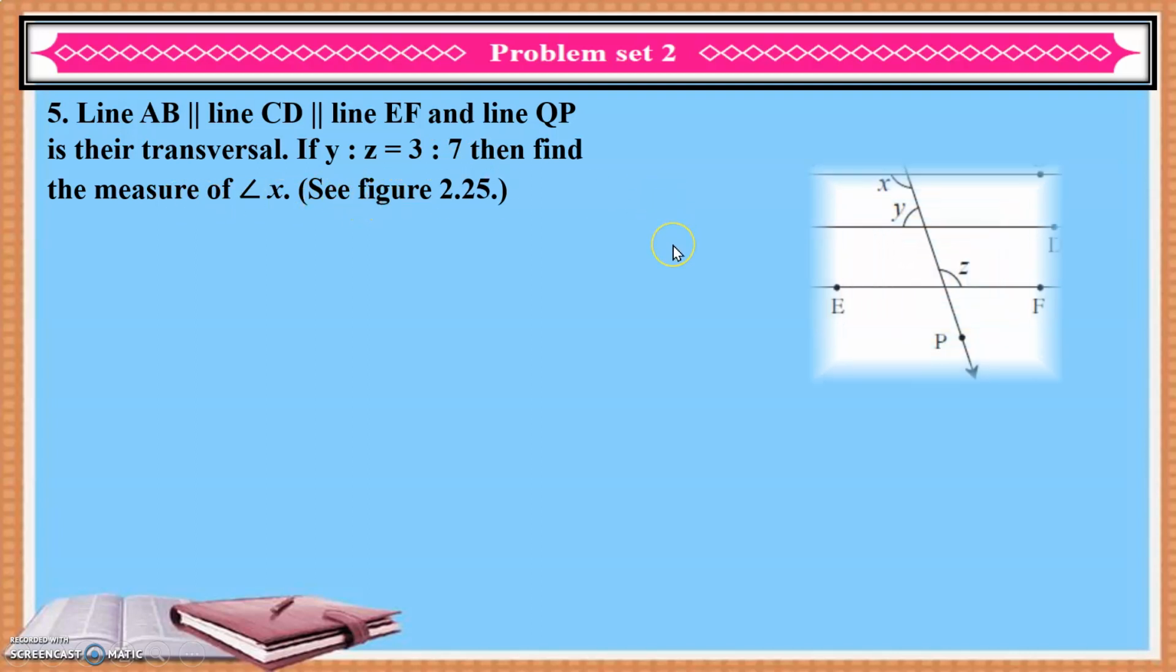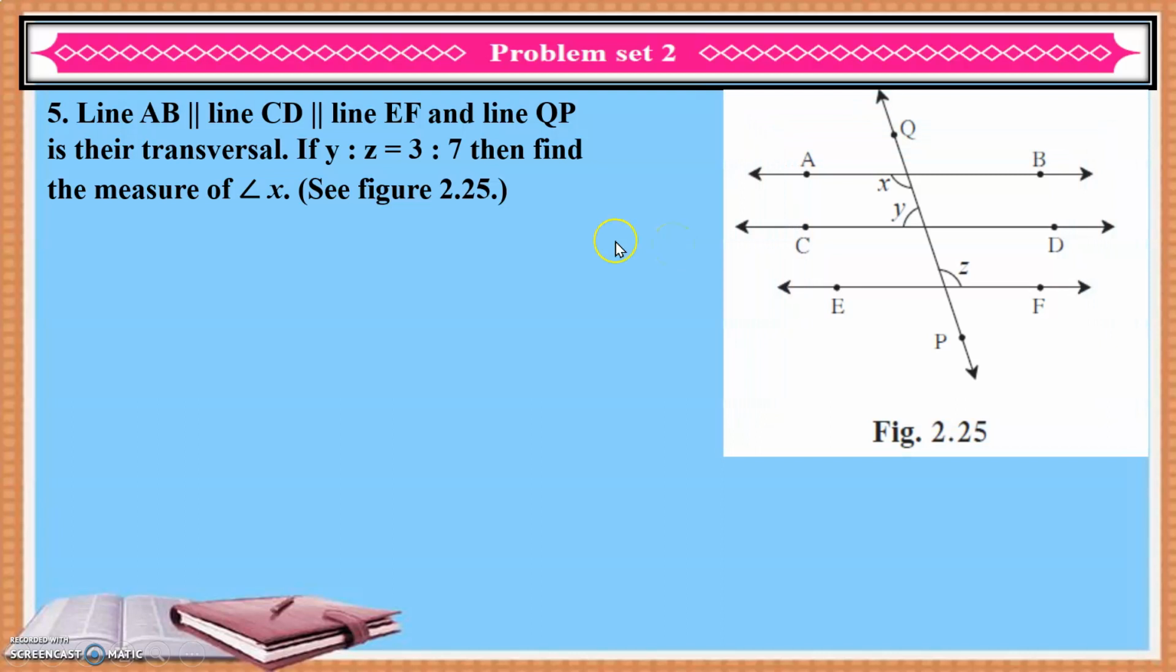Let's see the figure. This is the figure, and now we have to find out the measure of angle X. So let's start with the solution. We will start with the first thing that is given. We know that Y is to X is to Z is equal to 3 is to 7, which is given. So in the next statement we can write that 3K is to 7K, where K is a common multiple.